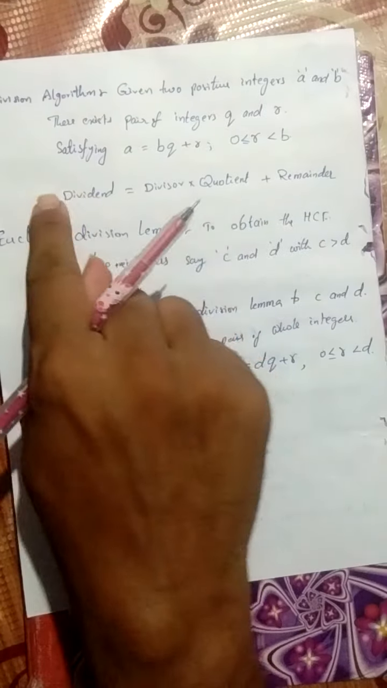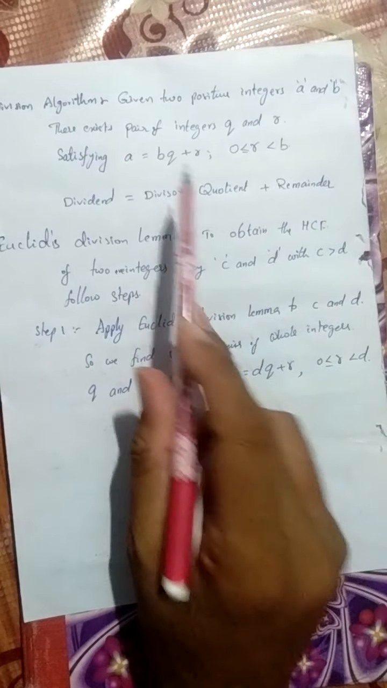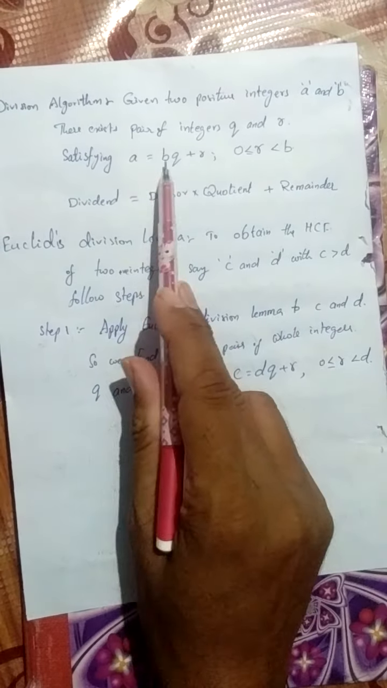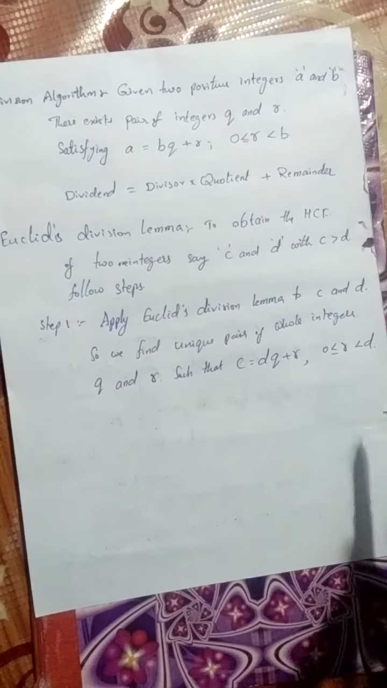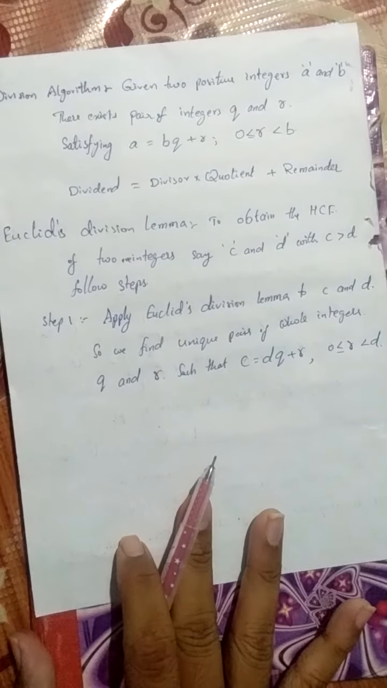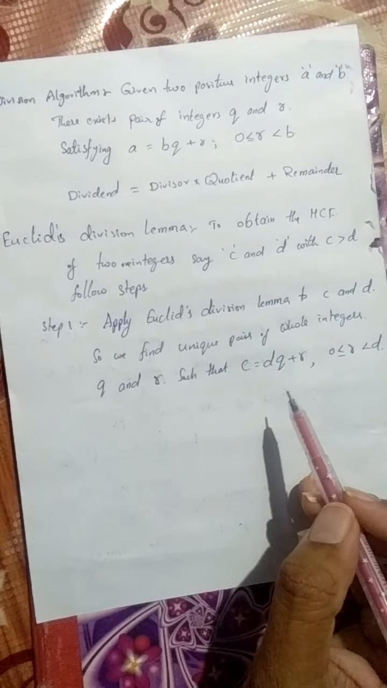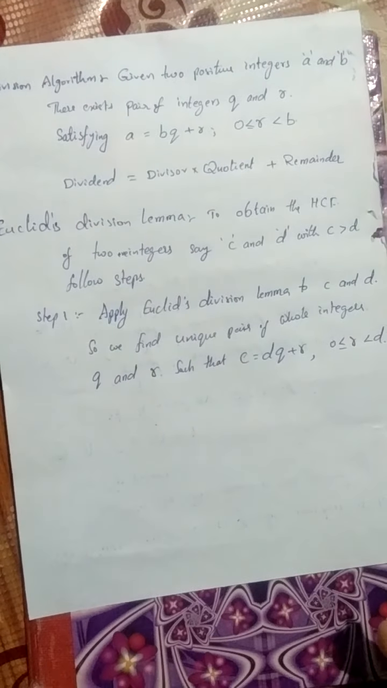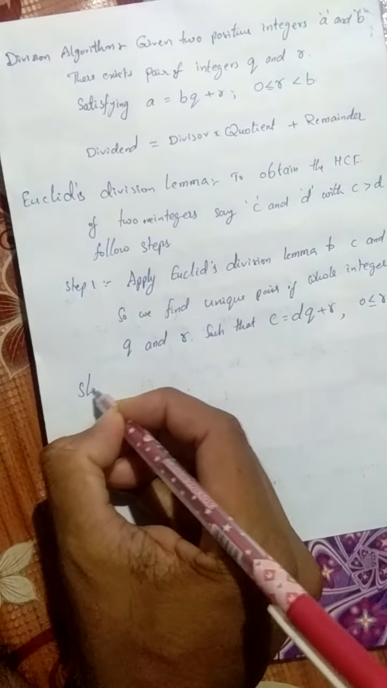In the earlier condition, the division algorithm, q and r are the quotient and remainder, and a and b are the integers. Here c and d are also integers, and q and r are the quotient and remainder. To find HCF, this is Euclid's division algorithm. We are just taking the variation between these two conditions. Now after doing this, step 2.